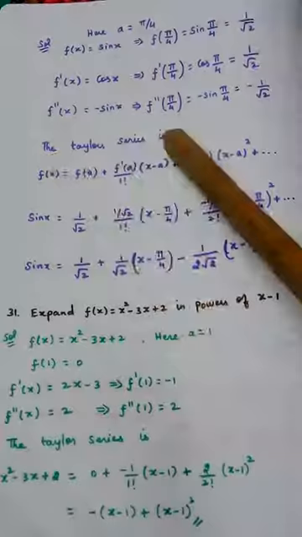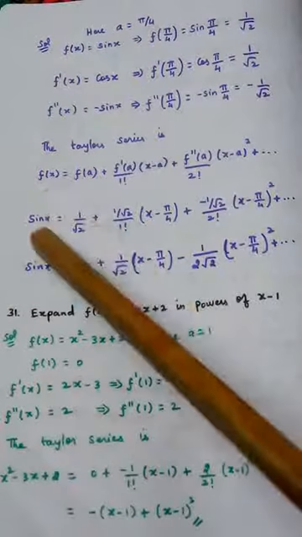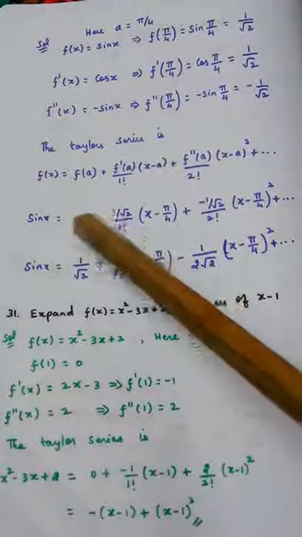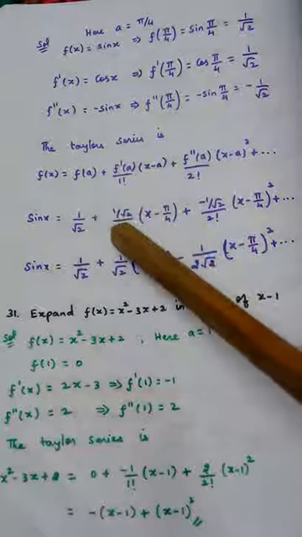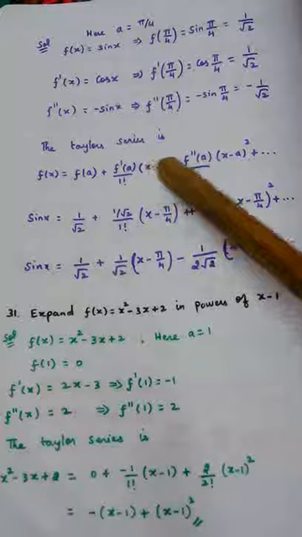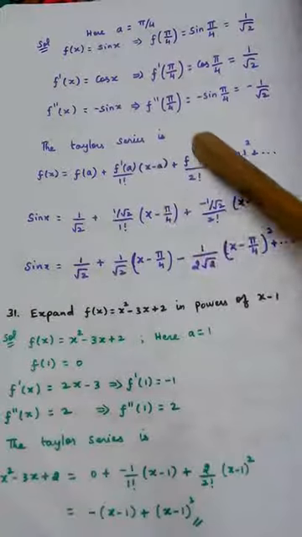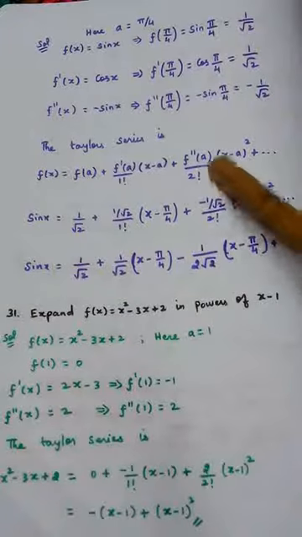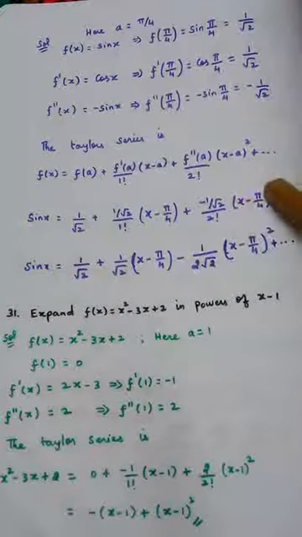The Taylor series is, this is the formula. Given function is sin x. F of a, if you see the value, 1 by root 2, plus f dash of a is also 1 by root 2. So 1 by root 2 by 1 factorial x minus a, x minus pi by 4, plus what is f double dash of a? Minus 1 by root 2. So minus 1 by root 2 by 2 factorial x minus a whole square. A is pi by 4.